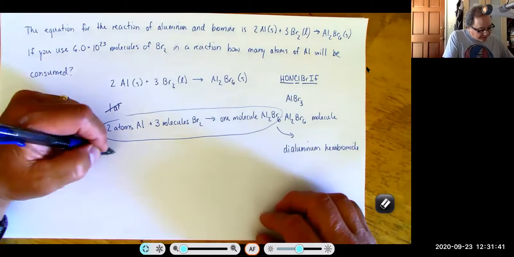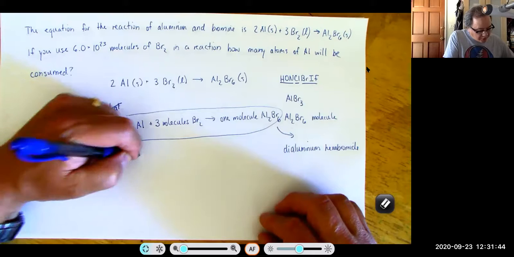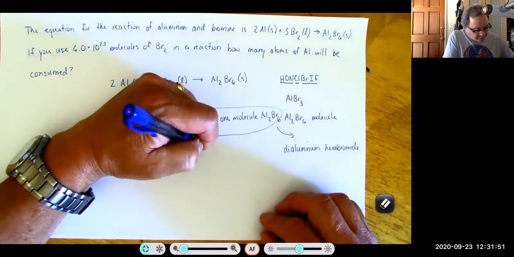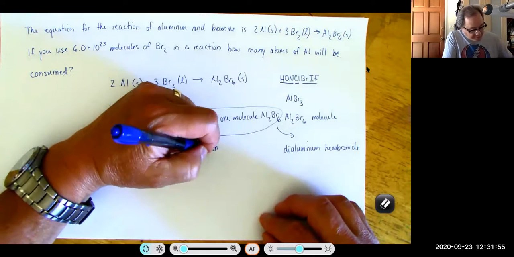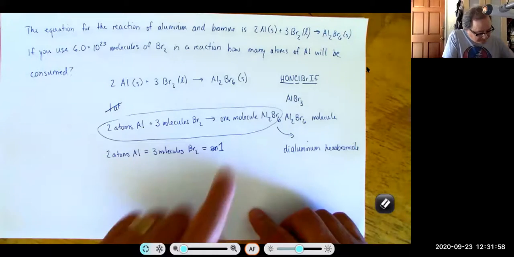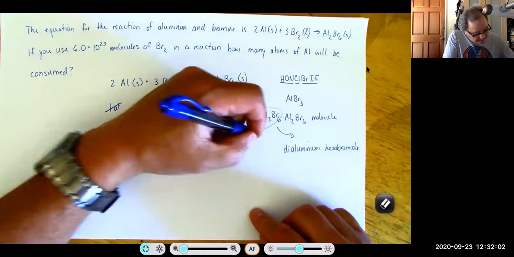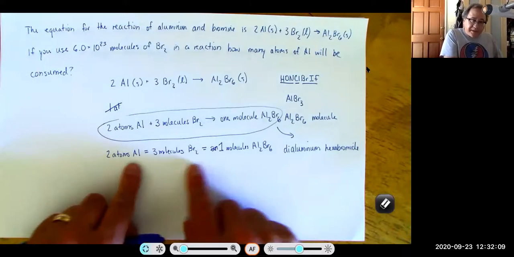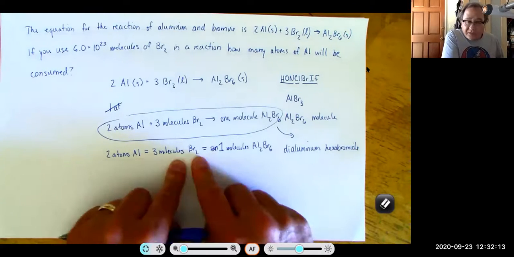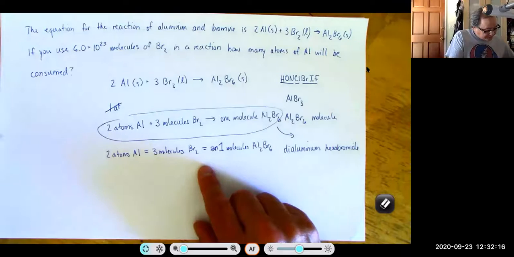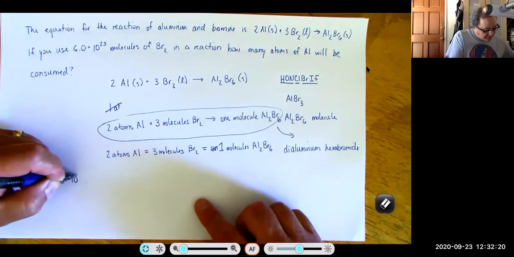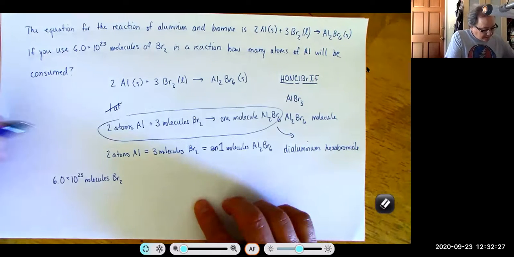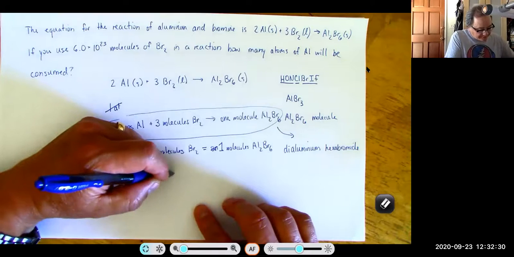And we can also write it this way. 2 atoms of aluminum equal 3 molecules of Br2, and that equals 1 molecule. Let me put the number 1 here, because here I have numbers and here I wrote out a 1. So now we're kind of set. When I see these as being equals, we can think of this as being possibly conversion factors. So if we use 6.0 times 10 to the 23 molecules of Br2, how many atoms of aluminum?